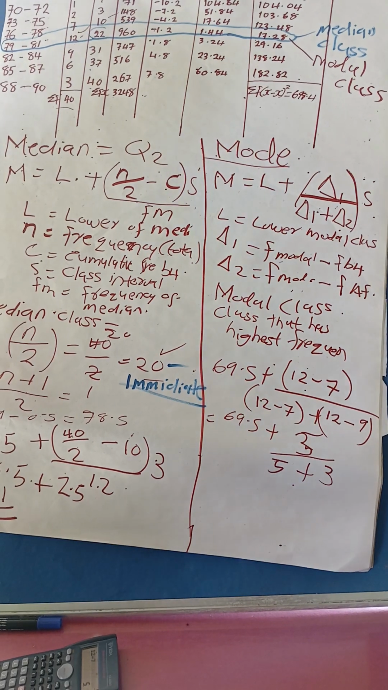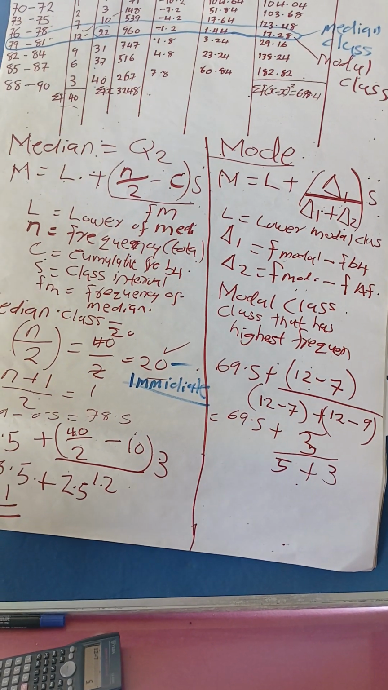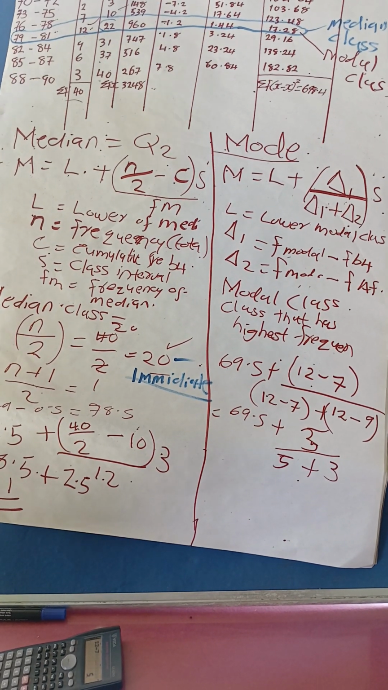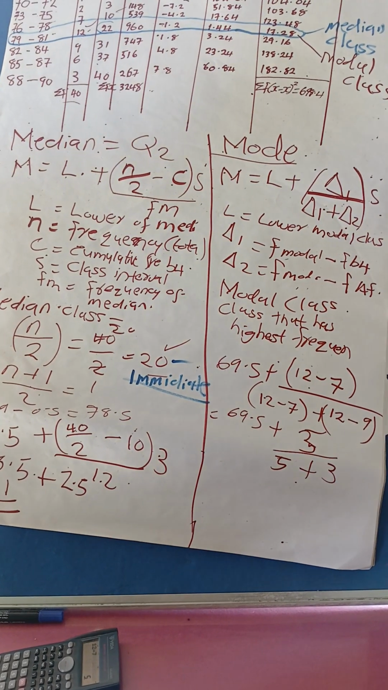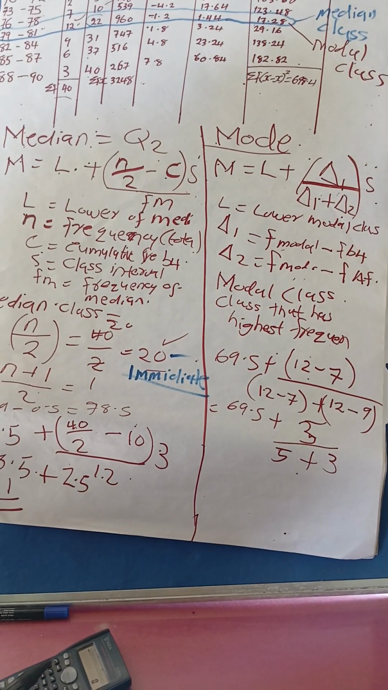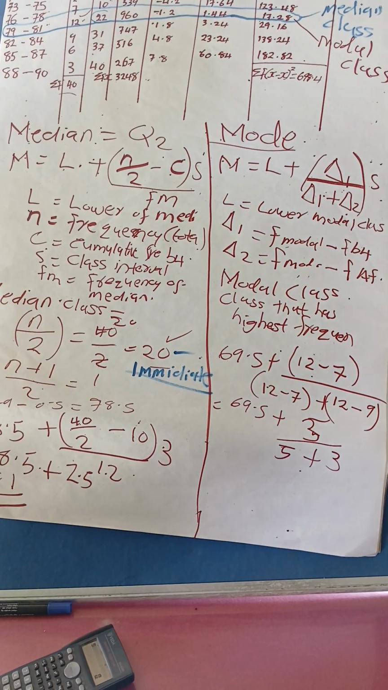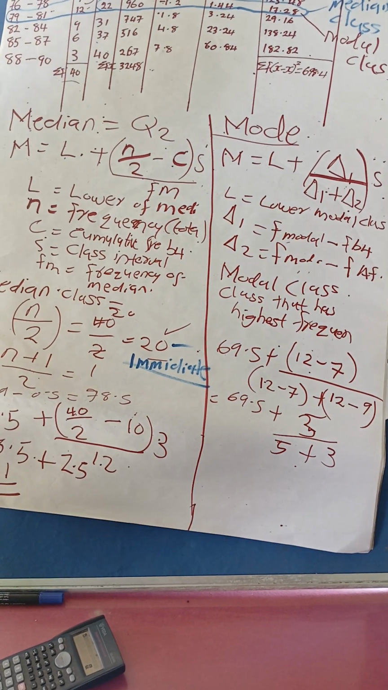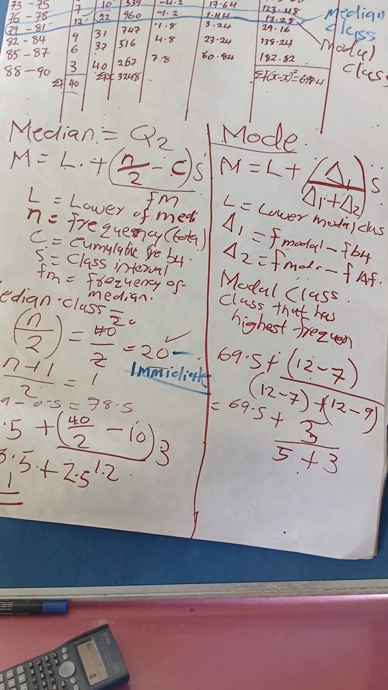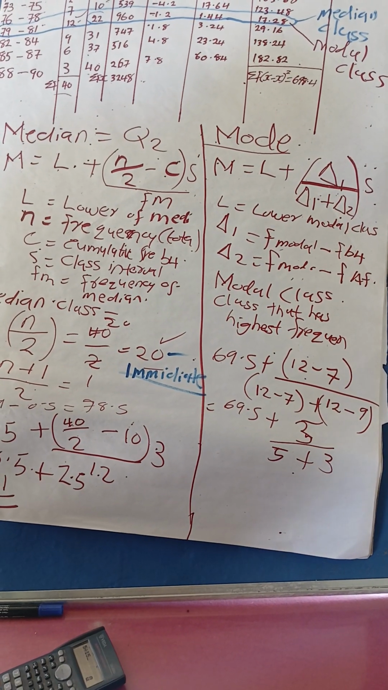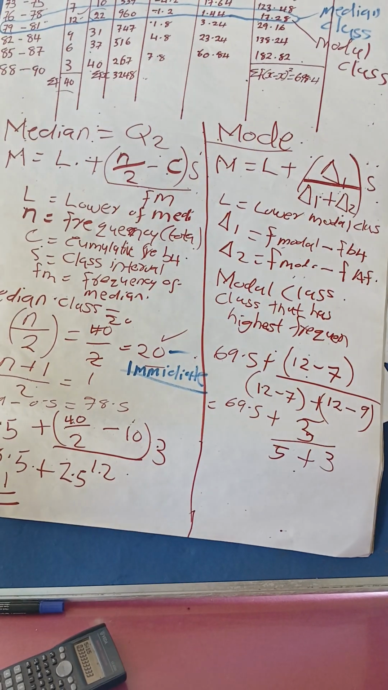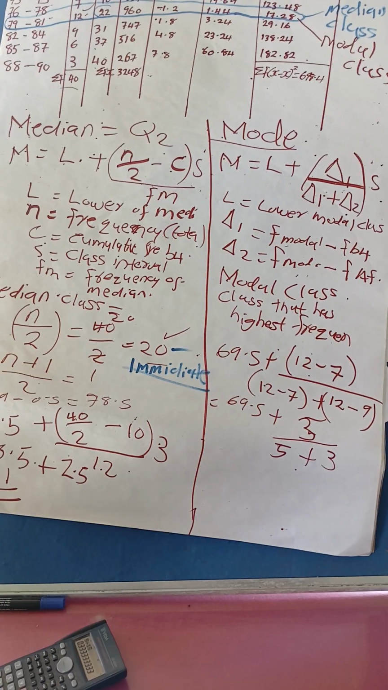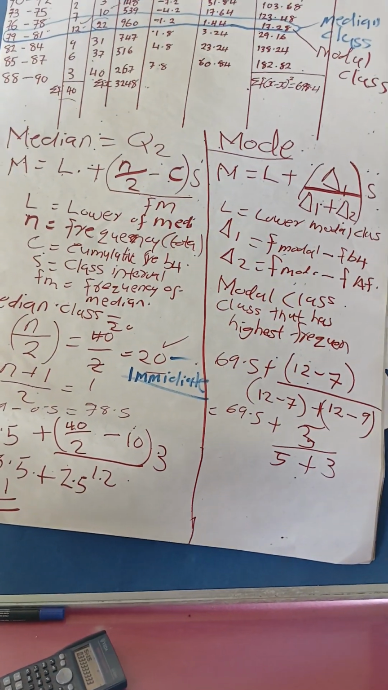We have 12 minus 7, which we already have the figure for. So it will be 5 divided by, what? 5 divided by 15, we'll have 0.33. Good, 0.33.